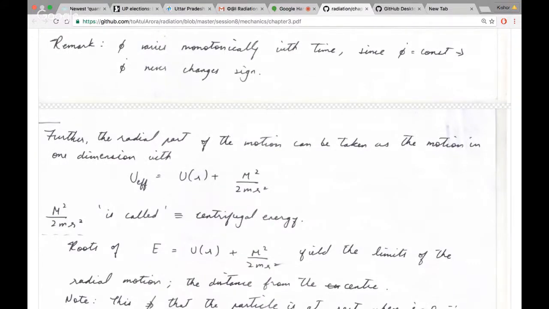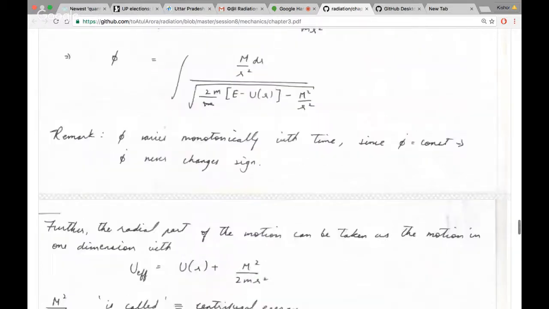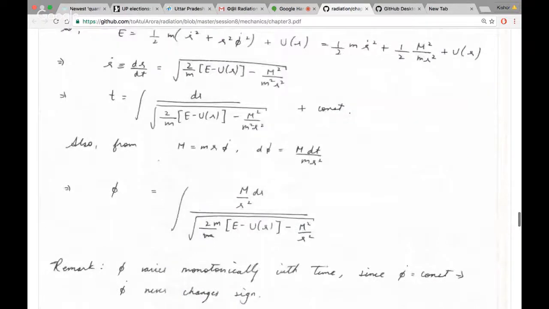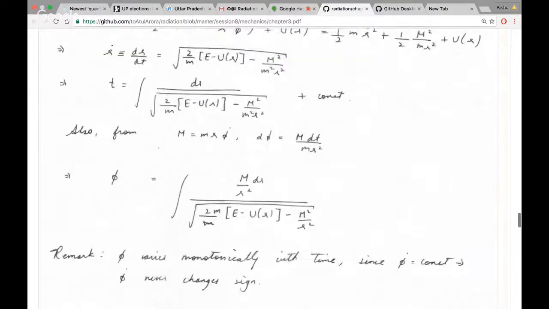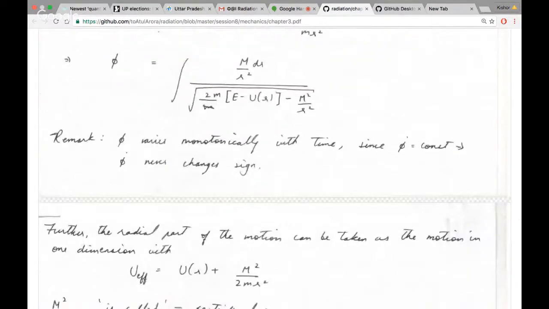Further, the radial part of the motion can be taken as the motion in one dimension. So write U effective as U(r) plus M squared by 2 m r squared. So how do you get this equation? U effective equal to U(r) plus this extra thing. I don't know.